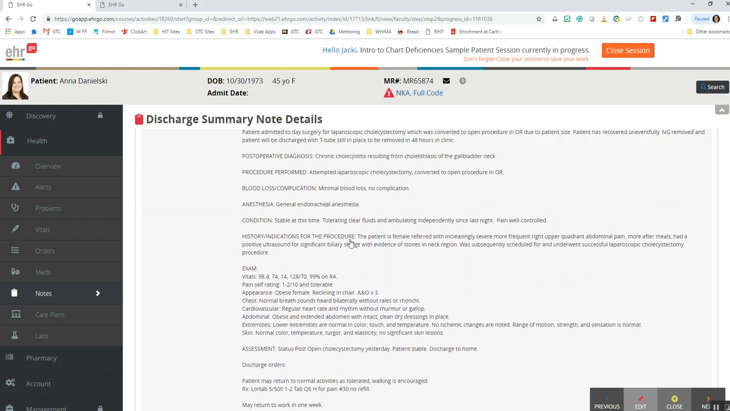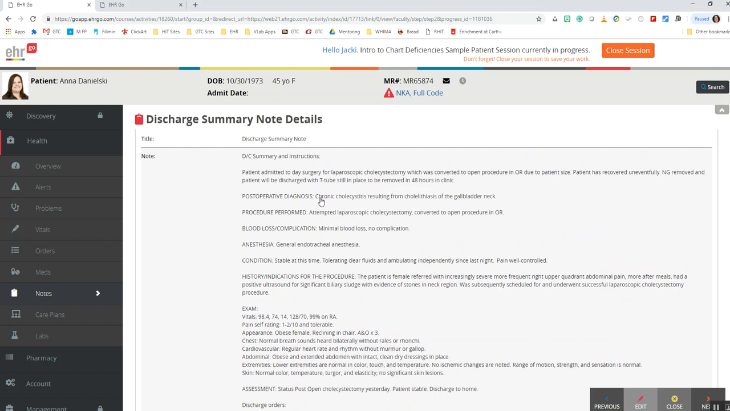Principal operation or procedure. Let's look and see. Indications for procedure. It does list what the procedure performed was. Notice here under postoperative diagnosis, chronic cholecystitis resulting from cholelithiasis of the gallbladder neck. It still doesn't give us a preoperative diagnosis. So we do not know admitting diagnosis. We need to mark that as deficient.